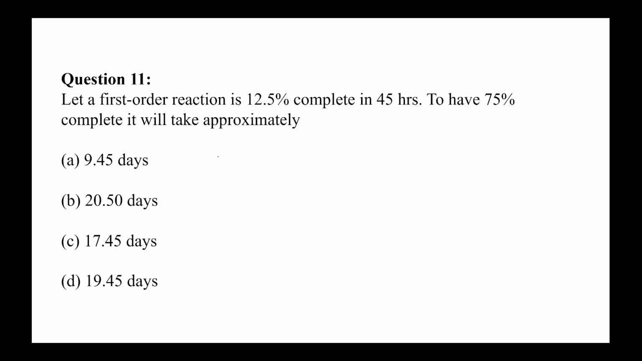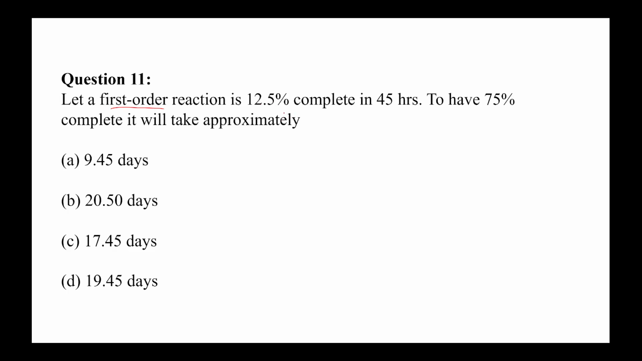Let a first order reaction be 12.5% complete in 45 hours. To have 75% complete, it will take approximately how long? So you have to calculate the time. What information do we have? We have the information that it's a first order reaction, so you know which equation you have to use. It is taking 45 hours to complete 12.5% of the reaction.